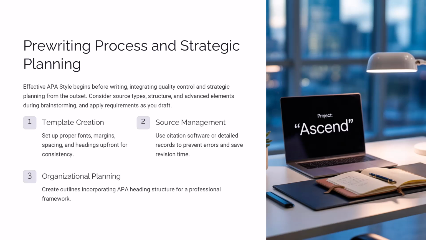Plan your paper's organization using APA-style heading structure from the beginning. Create an outline that incorporates appropriate heading levels and considers how your arguments will develop within this organizational framework. This planning approach ensures that your content fits naturally within professional academic structure.